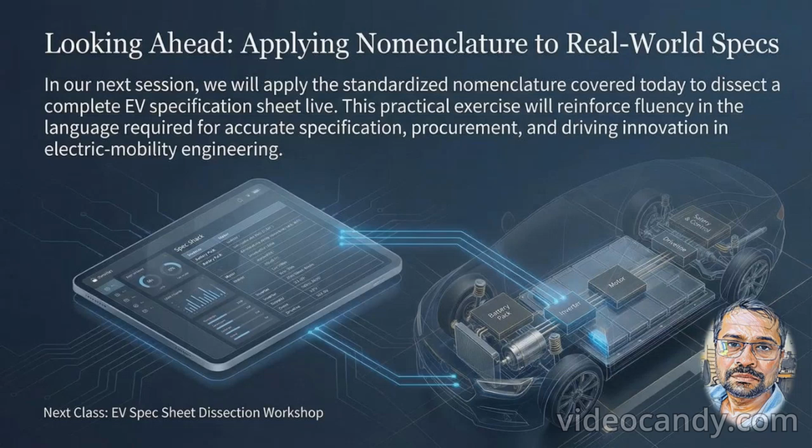To conclude, EV nomenclature is a standardized language that helps engineers interpret component behavior, compatibility, and performance. By understanding the naming system for the battery pack, power electronics, motors, driveline, and safety systems, you will be able to read EV datasheets and design documents accurately.